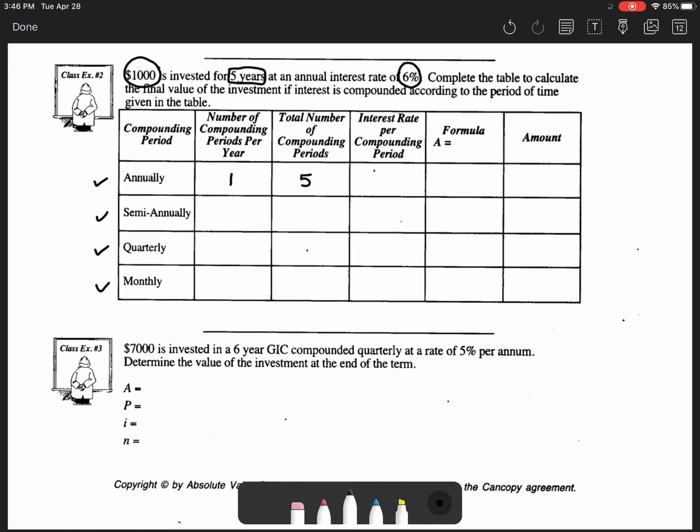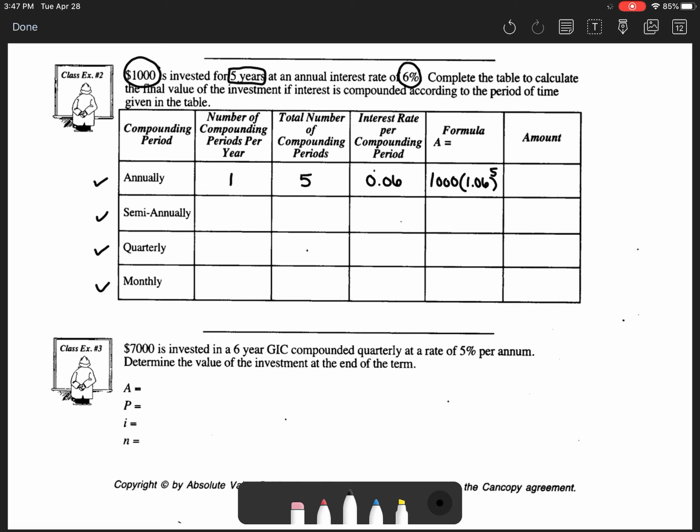So annually, the first one, is pretty straightforward. It says the number of compounding periods per year. Well, annually means 1 a year. The total number of compounding periods would be 5. Why 5? Well, once a year, and I've invested the money for 5 years. So 1 a year for 5 years, that's 5 times I'm going to be calculating interest. The interest rate every time I collect interest is 6% because I'm only doing it once a year, and the bank has given me 6% per year.